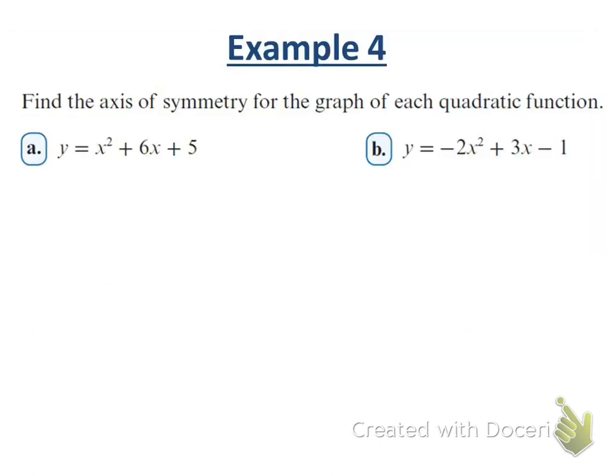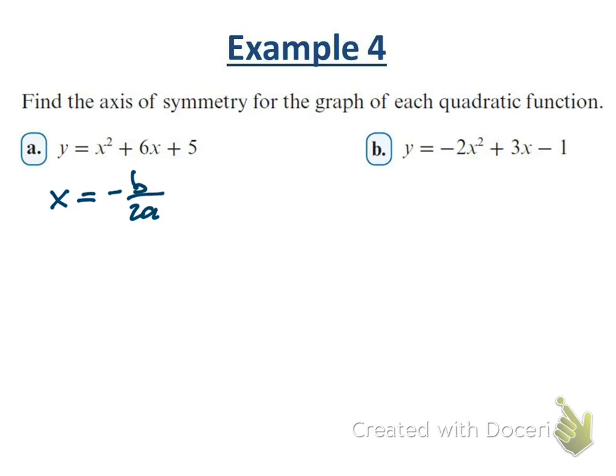But let's look at this. Let's put this to use. We're almost done. Not 5 more minutes. Y'all stay with me. Find the axis of symmetry for the graph of each quadratic function. Letter A. Find the axis of symmetry. Write this down. It's going to be x equals negative b over twice a.